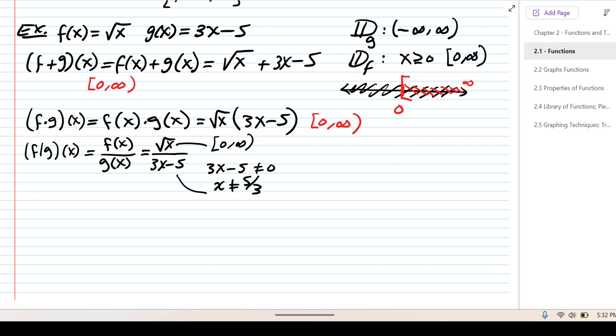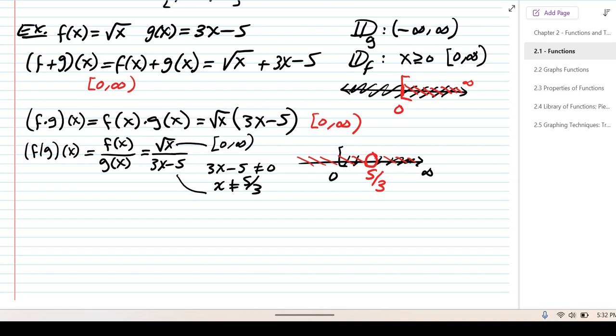So let's take a look at now the intersection of these two. Remember, the top goes from 0 to infinity. Anything is good. The bottom can handle anything except 5/3 now. What used to be the entire number line now excludes 5/3. It can't be part of it. Okay, 5/3 isn't allowed.